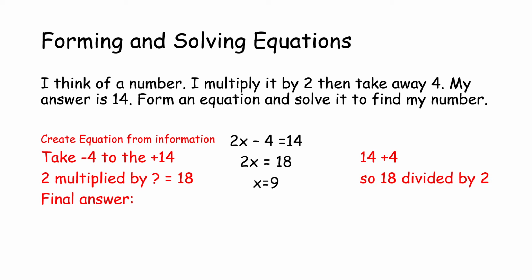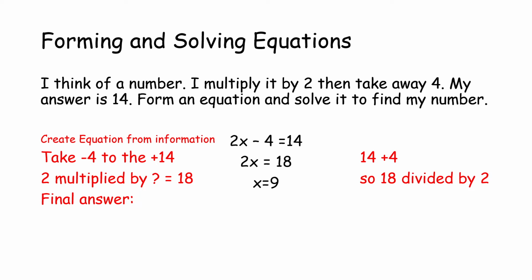Once again, on this example here, it says I think of a number. That I think of a number is what we're going to call x. You could call it y, z, whatever letter you want to use, but we're going to use x. It says I multiply it by 2, then I take away 4. So in this case, I can say 2x, which just means 2 times x, and that answer is taken away by 4. It then tells me I found the answer is equal to 14, so my equation is equal to 14. So all I've done to start off with is create an equation from the information that's been given to me.